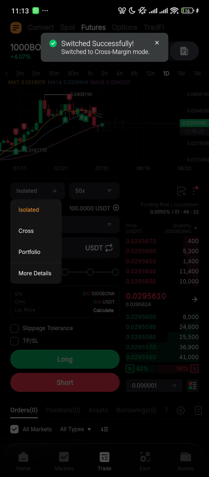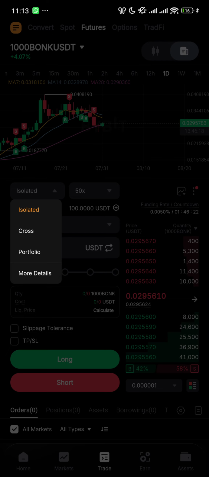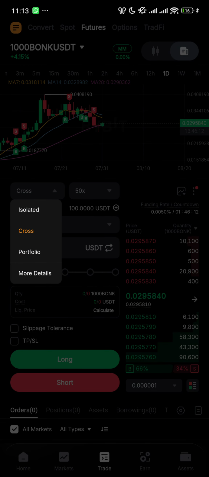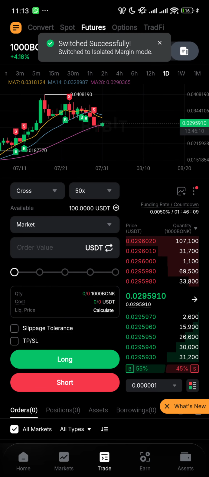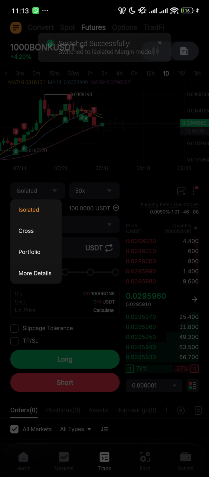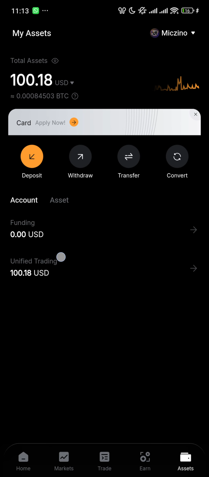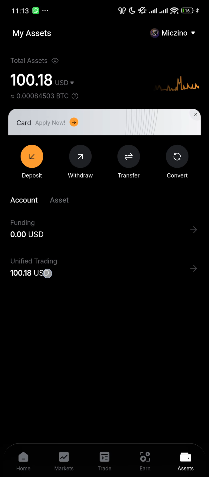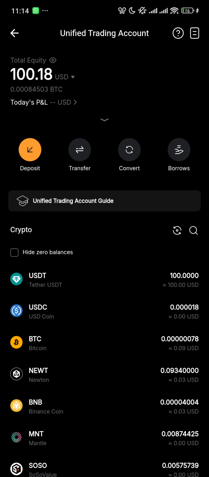Isolated means something that is secluded or kept in a closed space, while cross means it's open to everybody. So what this margin means is the amount of capital you have. Remember I said we're having a trading capital of $100, so that's our margin. $100 is our margin for this trading account.